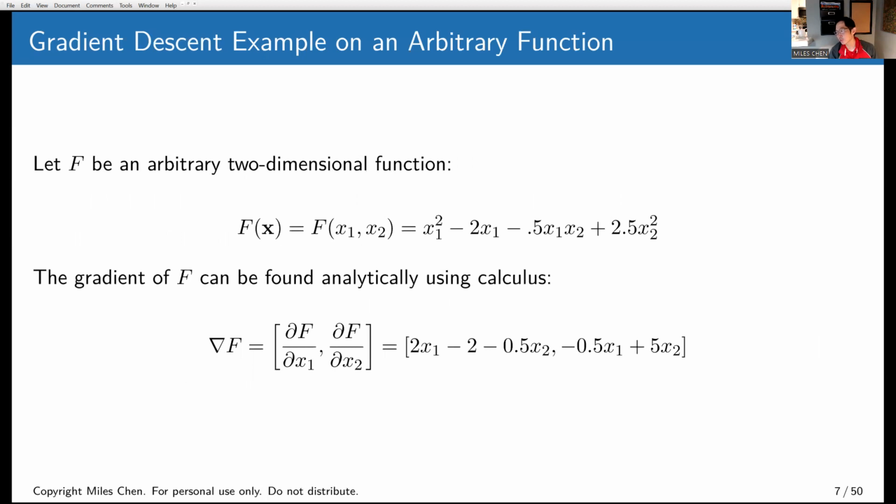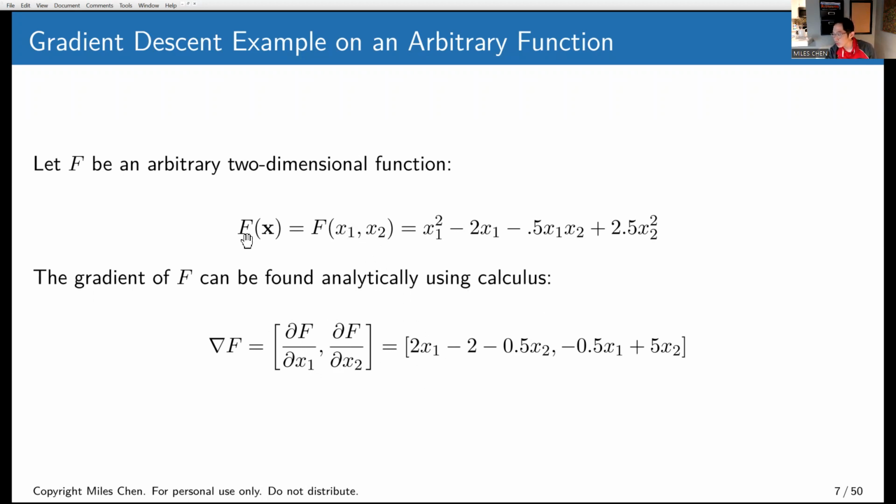Here is some arbitrary function. I've got 2 variables, x1 and x2 here. It's x1 squared minus 2x1 minus 0.5 x1 x2 plus 2.5 x2 squared. And here I'm going to just use calculus to find the gradient. And so the gradient is going to be a vector of partial derivatives.